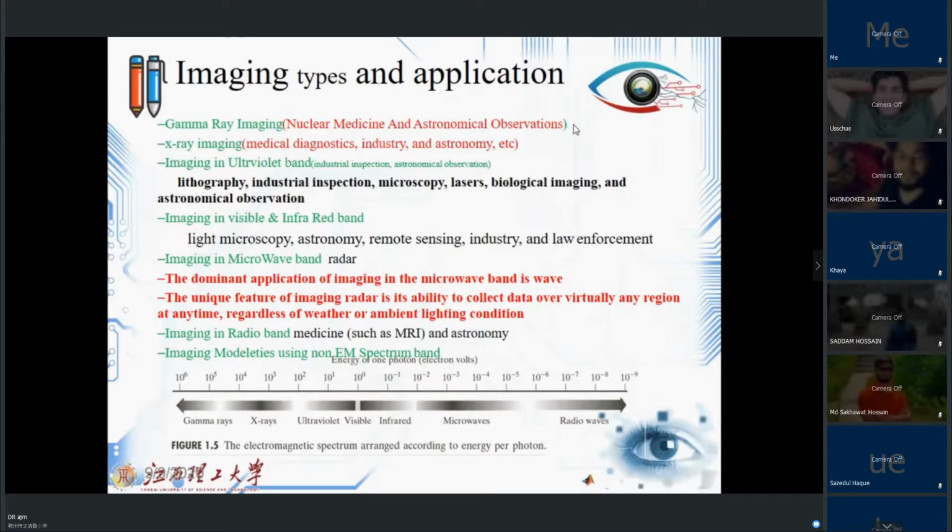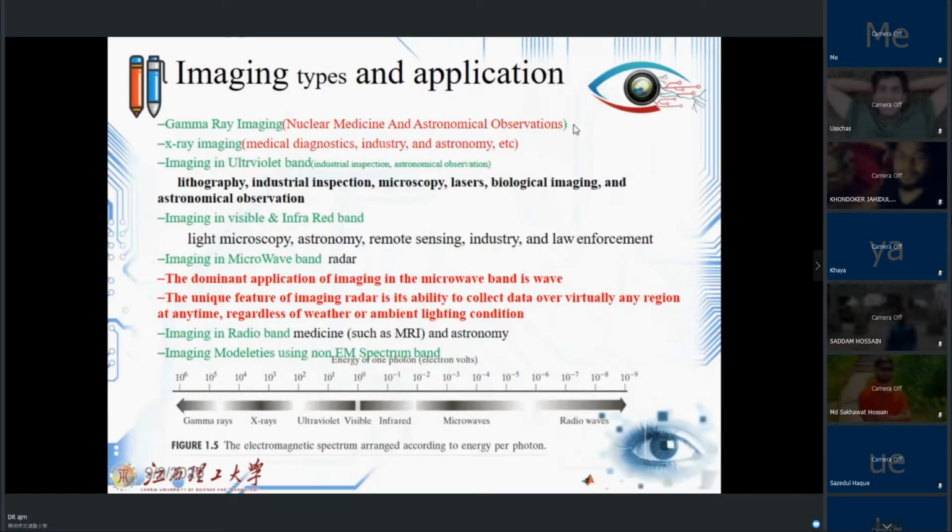Then the ultraviolet band, or UV band, which they use specifically in industrial inspection, also of airplanes, and astronomical observation, as well as lithography, microscopy, lasers, and biological imaging. These are the applications for this type of image.